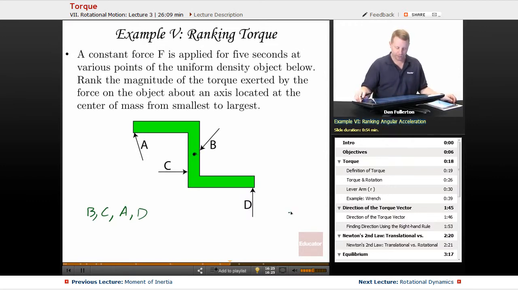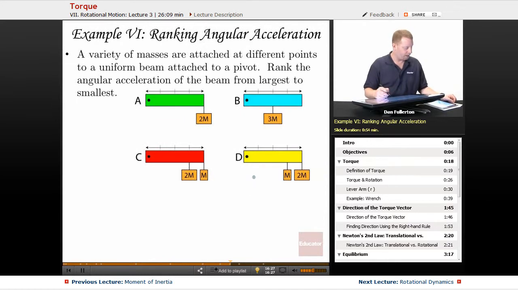We could also look at ranking angular acceleration. A variety of masses are attached at different points to a uniform beam attached to a pivot. Rank the angular acceleration of the beam from largest to smallest. If we want the largest angular acceleration, we want the most force the furthest away from the axis of rotation. So that's going to be D, where we have 2m at the very end and then m right beside it. So D will be the most.